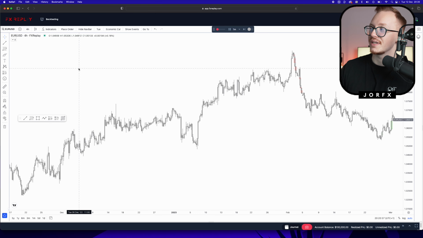Now let's go into FX Replay and let's backtest this for a couple of trades. And keep in mind, you can do this on any pair, on any time frame basically. But of course, the higher the time frame, the better it will work. But right now I just chose Euro USD because this is basically my bread and butter pair.